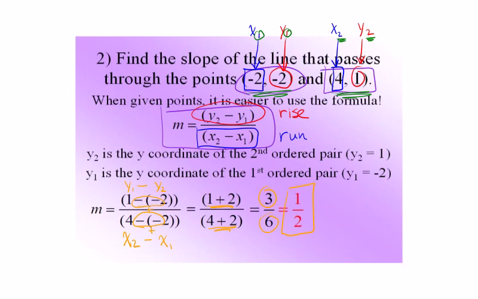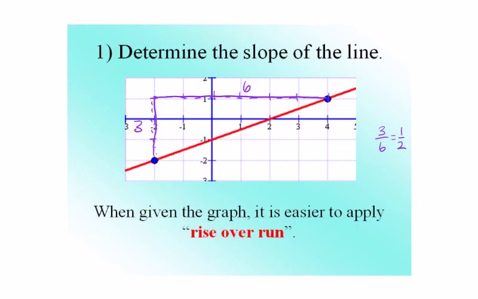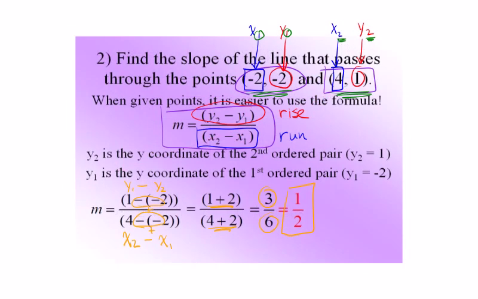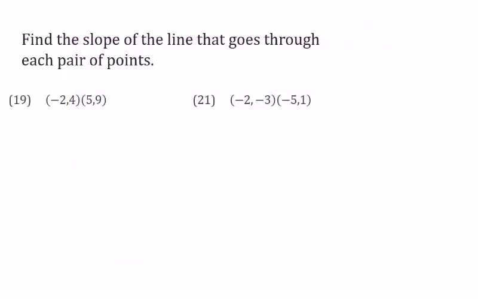So let me just go back to the last slide. If you notice, we had the same slope because these are the same points. This is -2, 2, and this is 4, 1, right? So those are the exact same points that we just had for this example. And so this time we found it by just plugging into the formula. The last time we found it by visually identifying the rise and the run. Okay. All right. So let's do some examples.